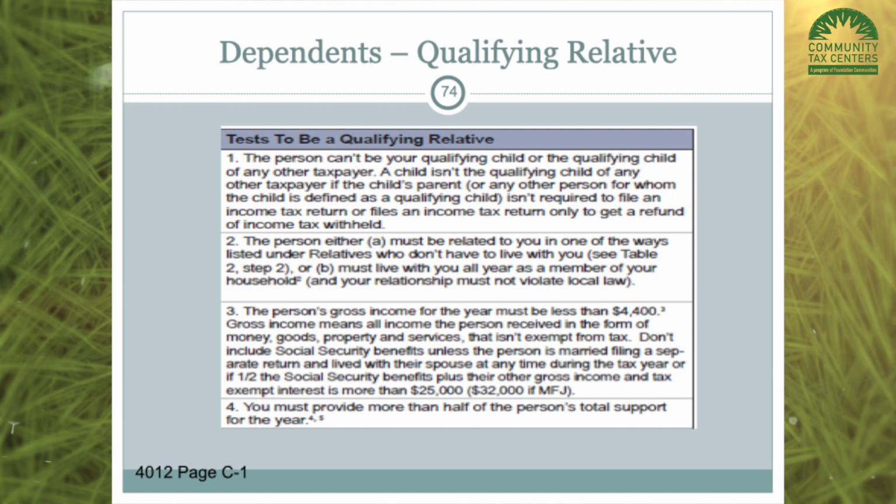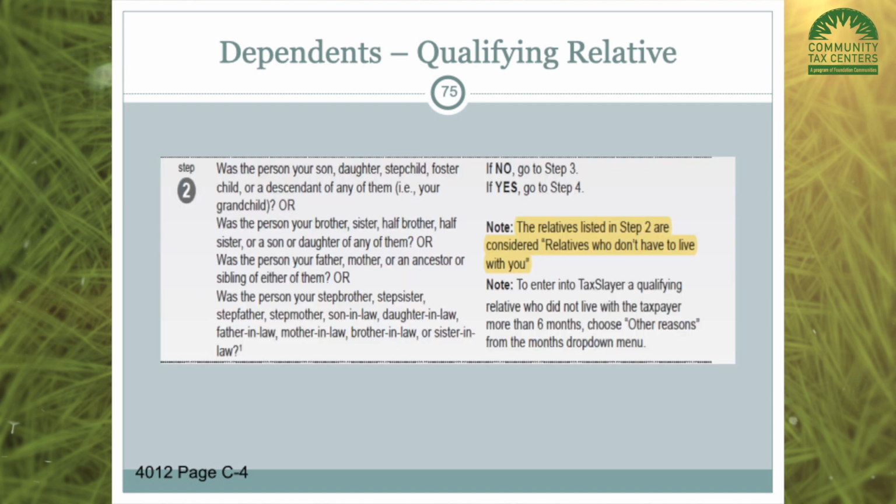If it's an aunt or uncle, niece or nephew, I would need to provide more than half of the support for them. So if they're working, we have to look at their income and my income and see, am I providing more than half the support? So we talk about those relatives for the qualifying relative.